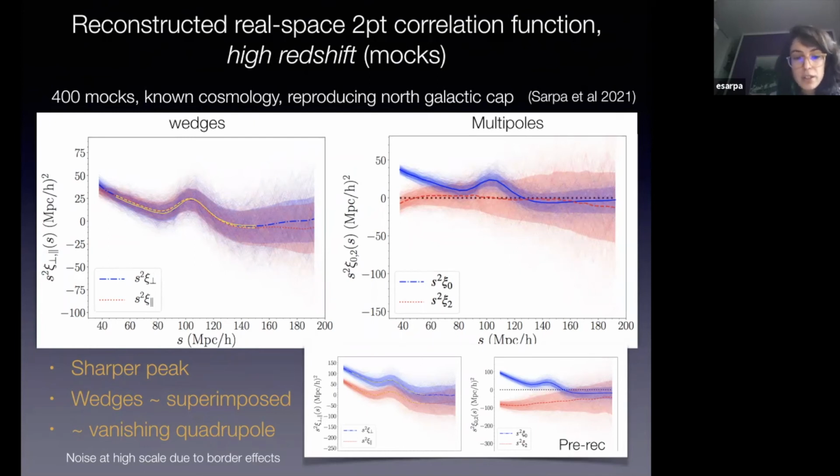Just to check the consistency, we can see now that the peak is sharper. This also indicates that we were able to recover part of the nonlinear evolution of the galaxies, and the wedges are still superimposed, and the quadrupole is still compatible with 0. What we see on large scales here, a bit of noise and deviation from 0, is the effect of the edges of the survey, in which the reconstruction starts to degrade. In the future, when we have larger volumes, we will be able to cut bigger buffer regions around the survey edges and then try to alleviate those border effects.